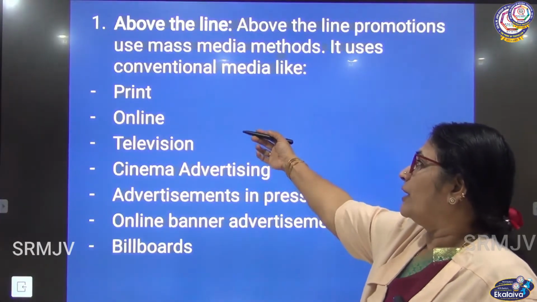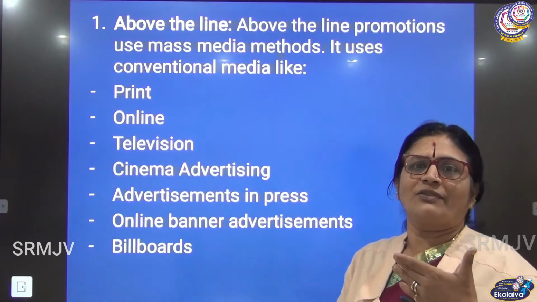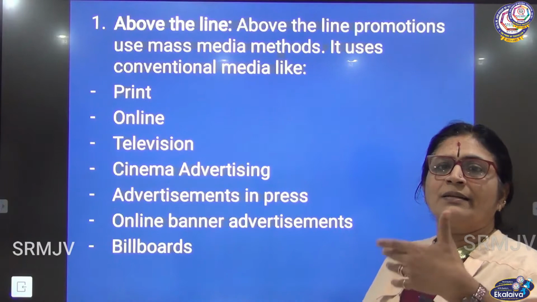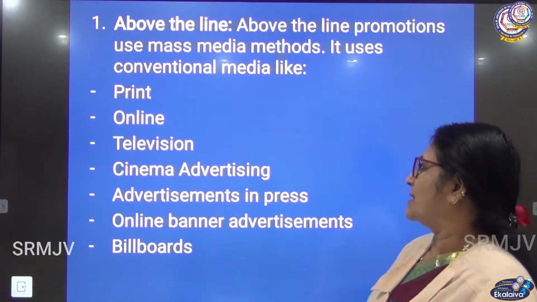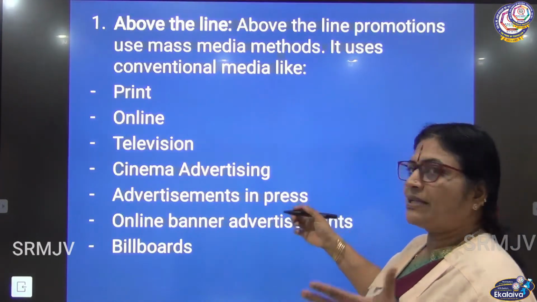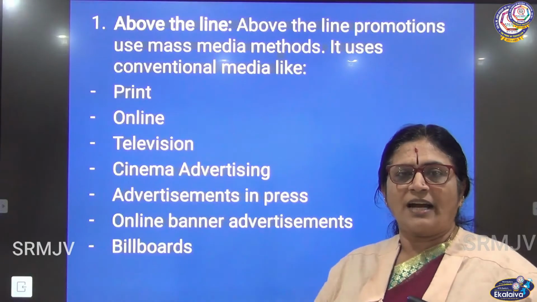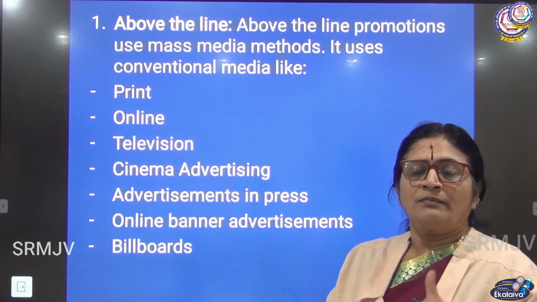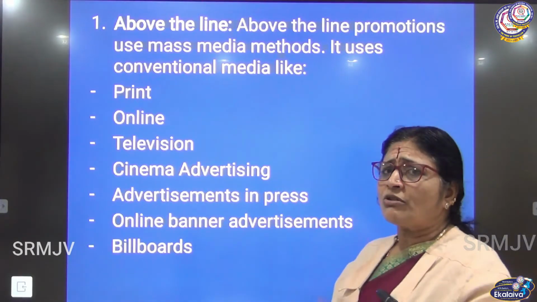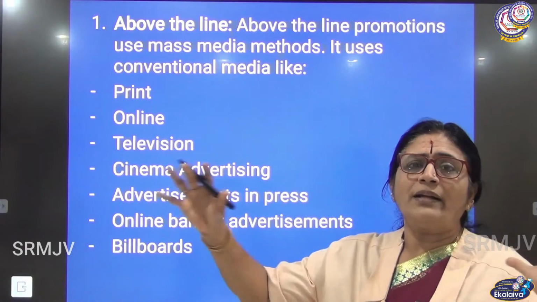So print, online, through online you have advertisements. When you see YouTube channels, in between you find advertisements. Television, lot of serials and movies, and in between all that you will have advertisements. Now cinema, when you go for a movie, in between you have advertisements. Advertisements in press, newspapers. When you see the newspapers, you will have a one page ad, half page ad, and quarter page ad, like space selling. So that is also a very easy method, it will reach a wider market.